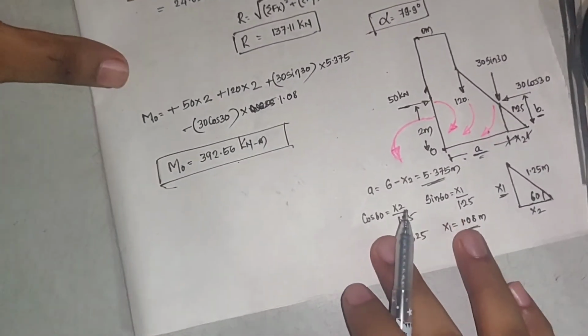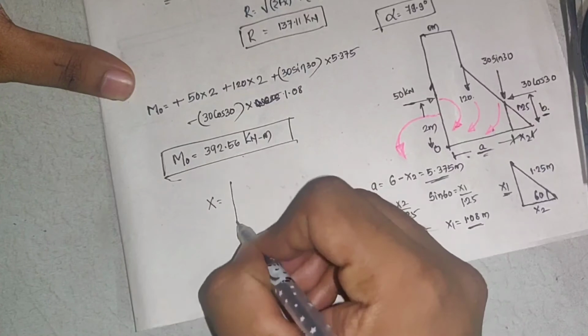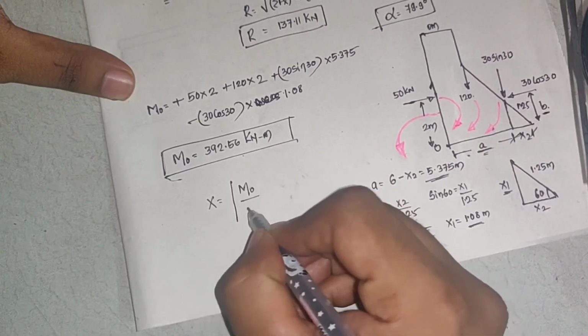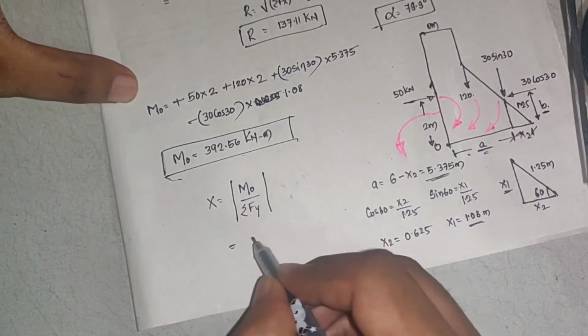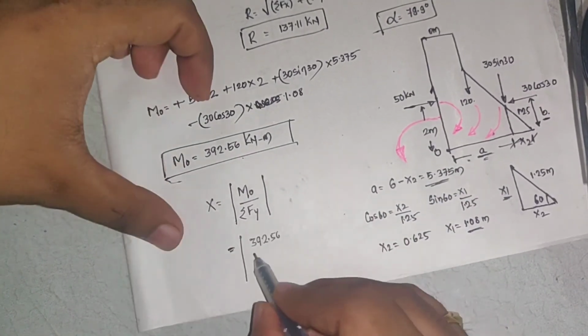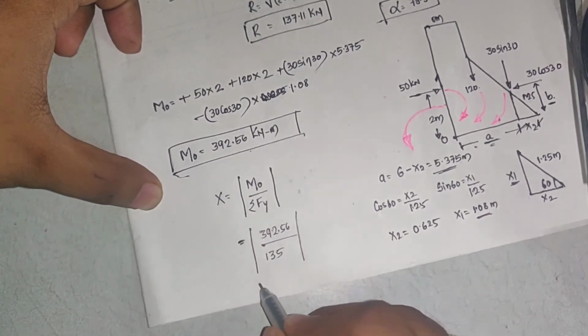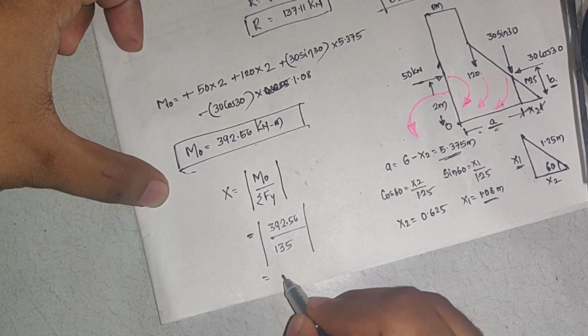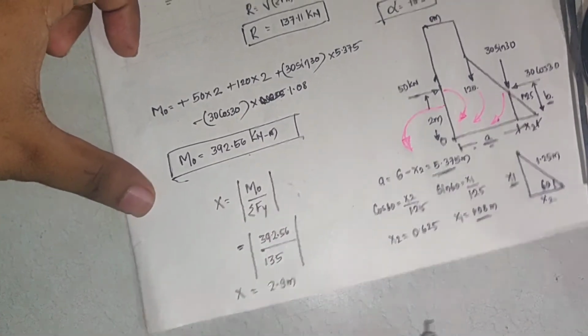So how will I get the x intercept? We have a formula to calculate the x intercept, which is x equal to moment about O divided by summation Fy. I know the moment about O is 392.56 and Fy is 135. We are using modulus, so it will be positive. So I am getting this as 2.9 meters. So the value of x is 2.9.